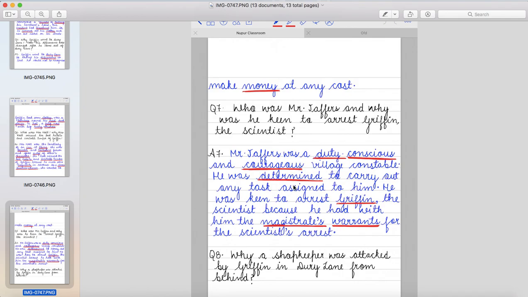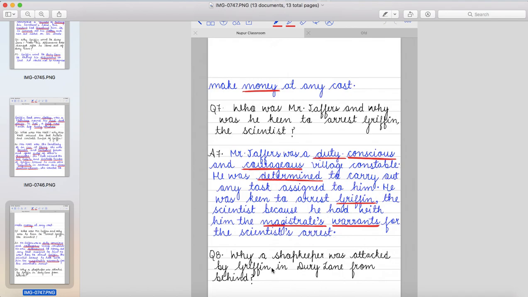Determined means very firm, okay? Always ready. He was keen to arrest Griffin. Keen means eager, okay? Always ready. He was keen to arrest Griffin, the scientist, because he had with him the magistrate's warrants for the scientist's arrest. Okay, so what he had with him? The magistrate's warrants for the scientist's arrest.